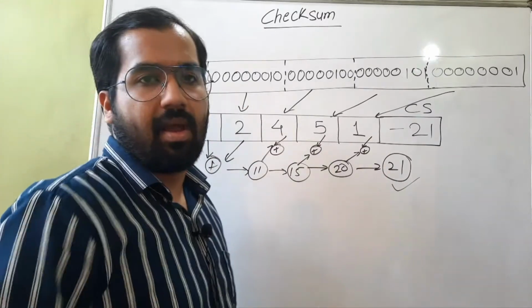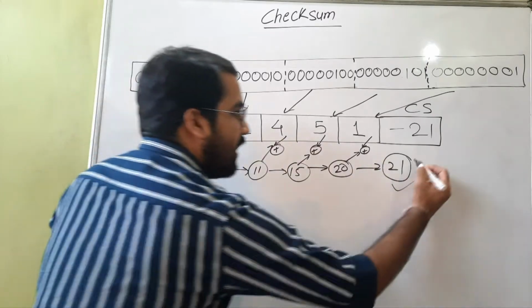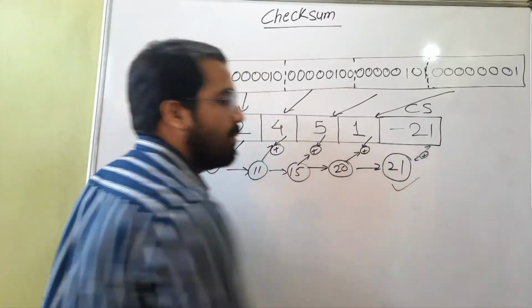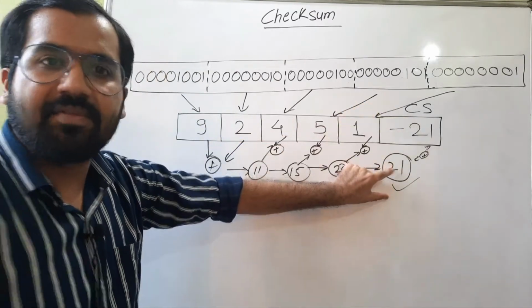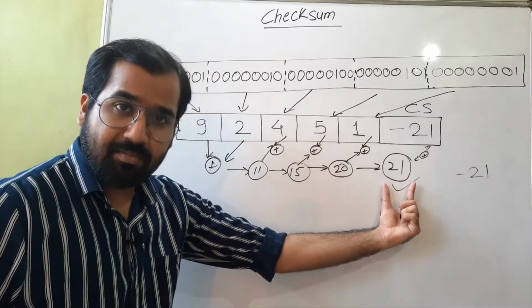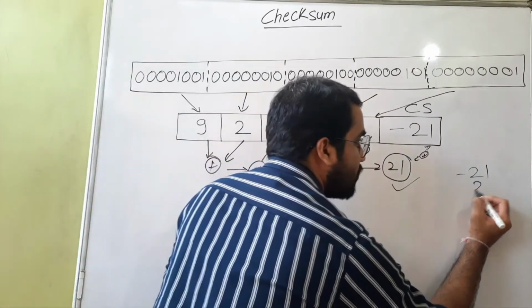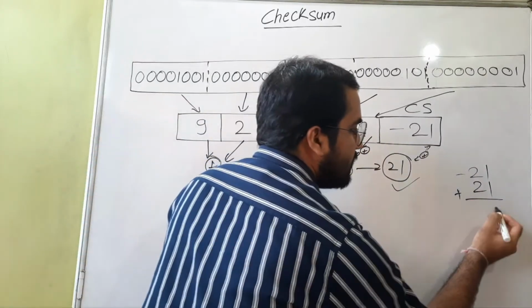Just one step is added at the receiver: the sum is now taken of these both. We consider the sum of the checksum field number and the sum that we have generated. The checksum field number is minus 21, and the sum that we have generated at the receiver end is 21. So minus 21 plus 21 is equal to 0.